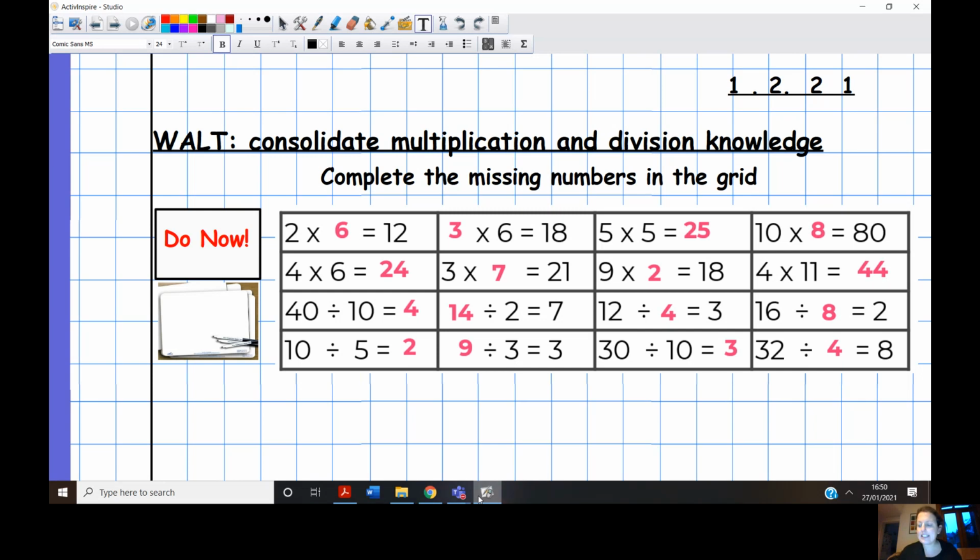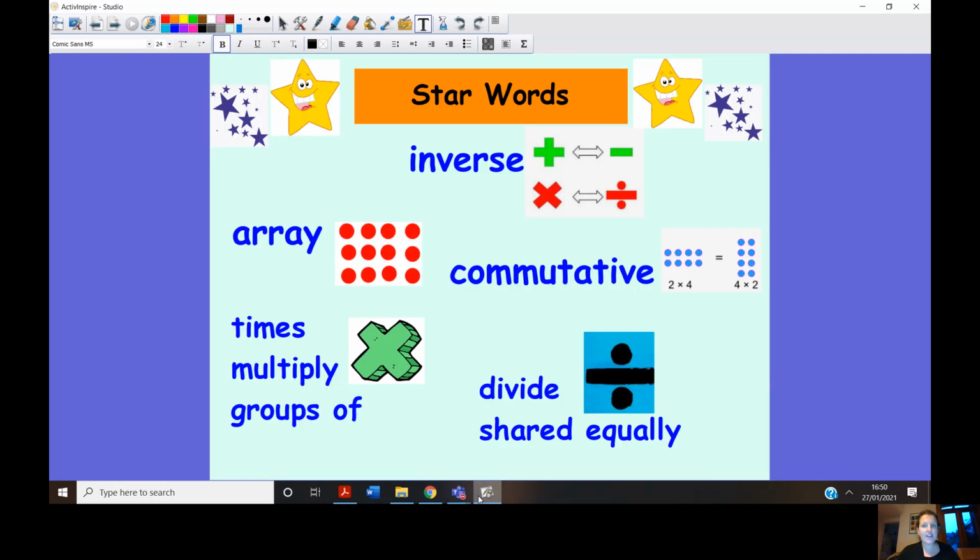So let's look at today's star words. One of our star words today is inverse, array, commutative, times, divide. And remember, times can also be multiply, groups of, and divide can also be shared equally. You can share and you can also group for division.